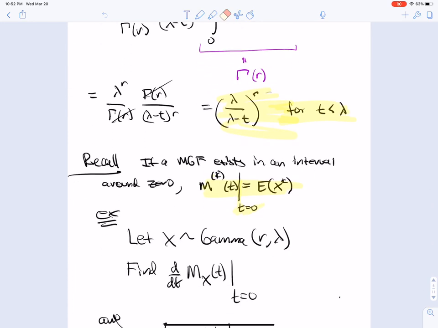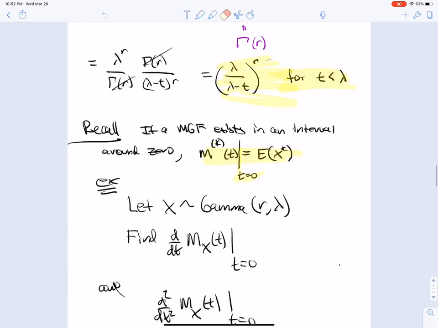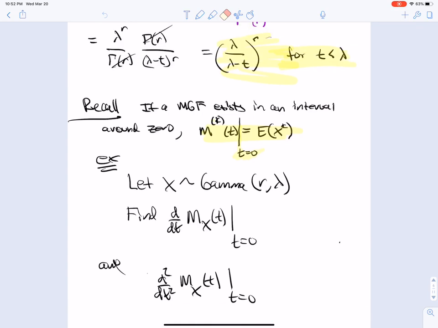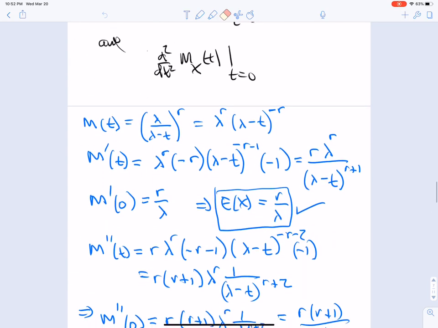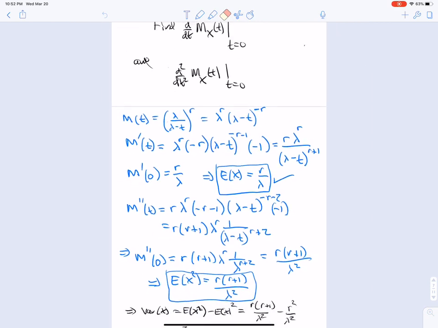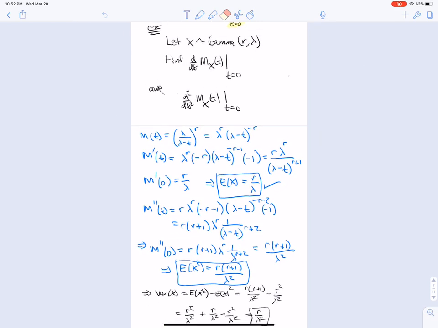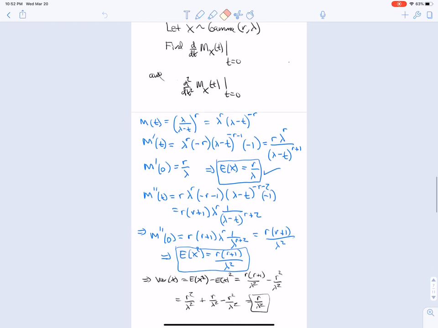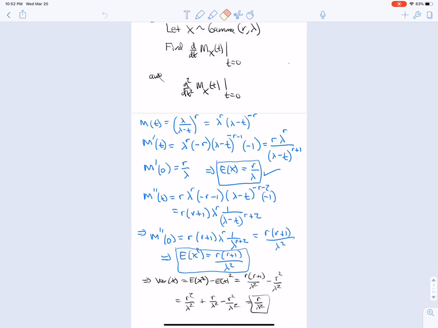So now let's recall that if an MGF exists in an interval around 0, which it does in this case, then the kth derivative is the kth moment. So I asked you guys to compute the first 2 moments here, and it's just pure taking derivatives, some calculus here. So the first moment's absolutely correct, because we remember the expectation of a gamma, and the second moment, I know that's correct because the variance gives you the correct answer.